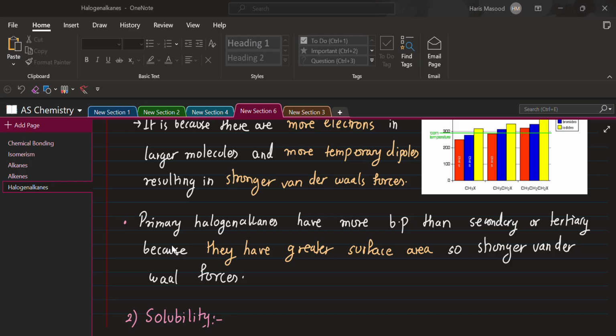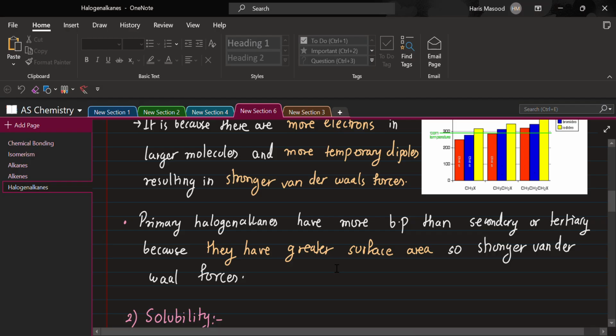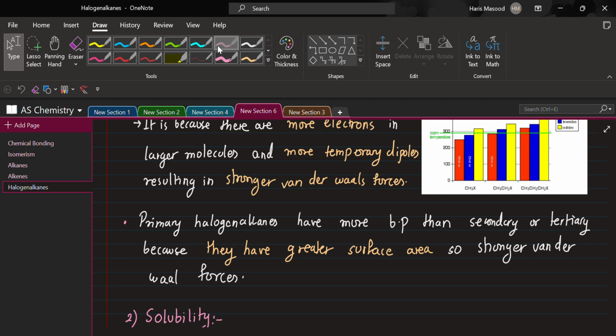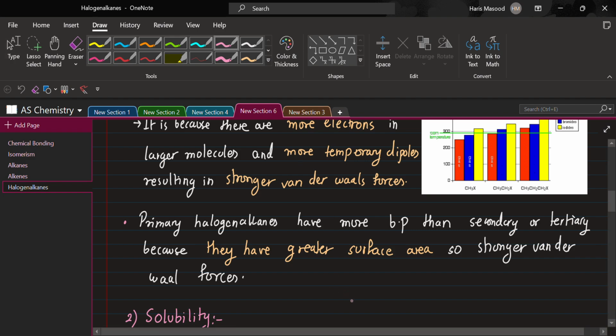One more concept, that primary halogenoalkanes have a higher boiling point than secondary or tertiary because they have greater surface areas, so stronger van der Waals forces. If I have bromopropane and 2-bromopropane, both will have different boiling points due to surface area. That is the concept here.